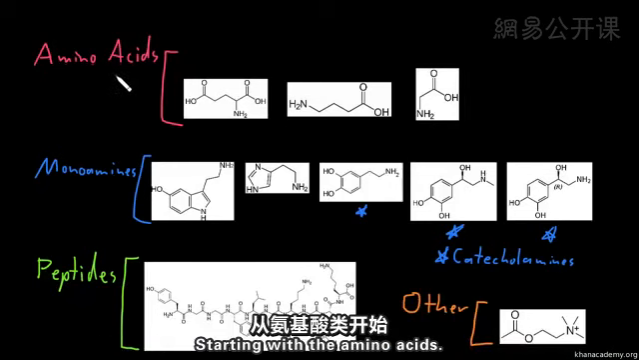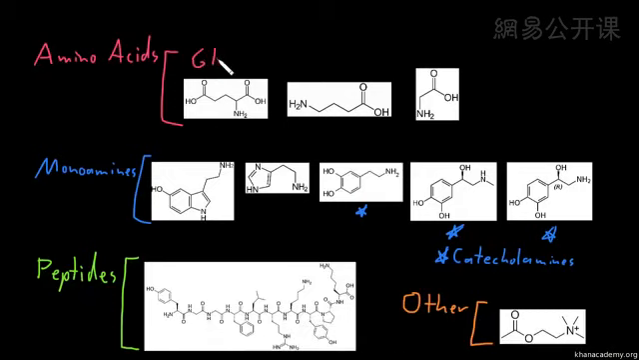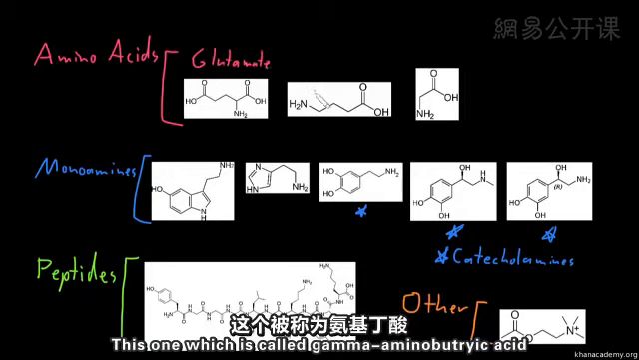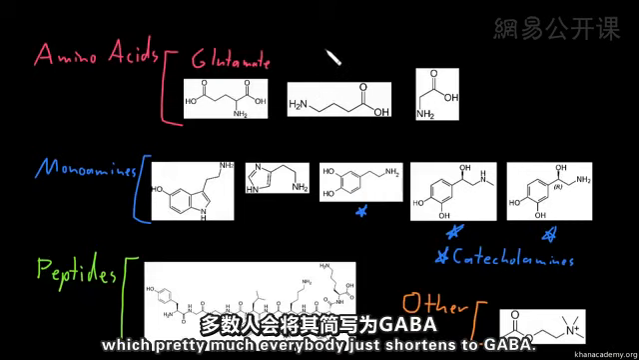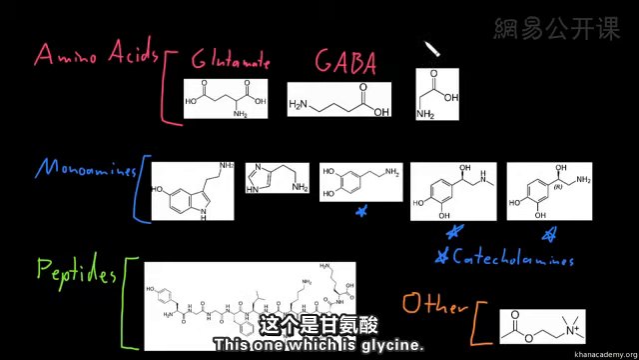Starting with the amino acids, important amino acid neurotransmitters are this one, which is called glutamate. Glutamate. This one, which is called gamma aminobutyric acid, which pretty much everybody just shortens to GABA, G-A-B-A, for gamma aminobutyric acid. And then this one, which is glycine.